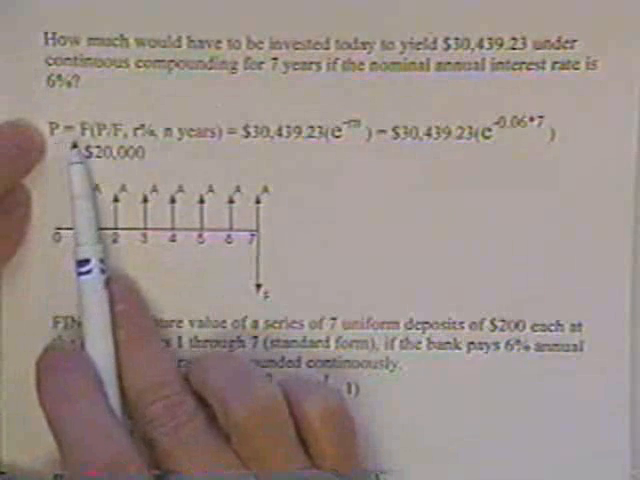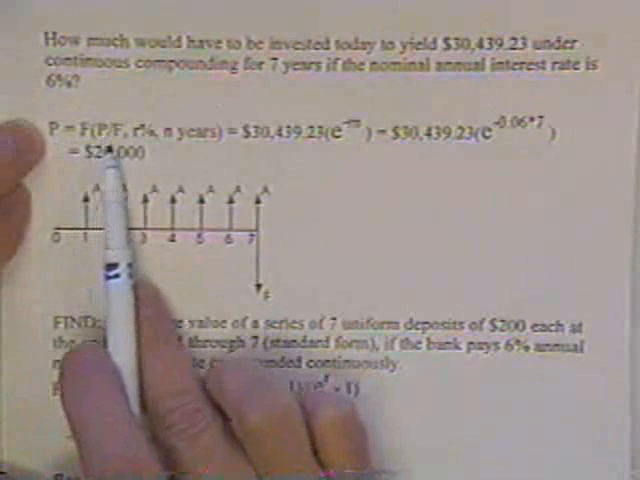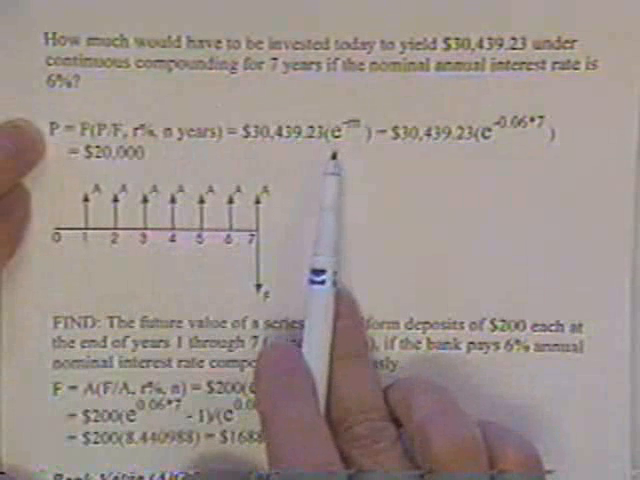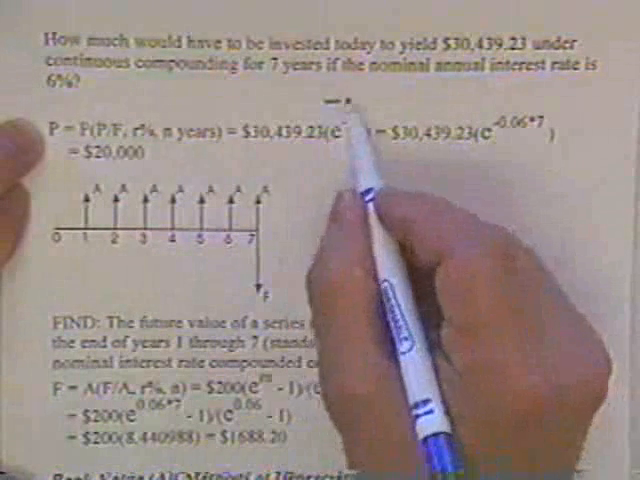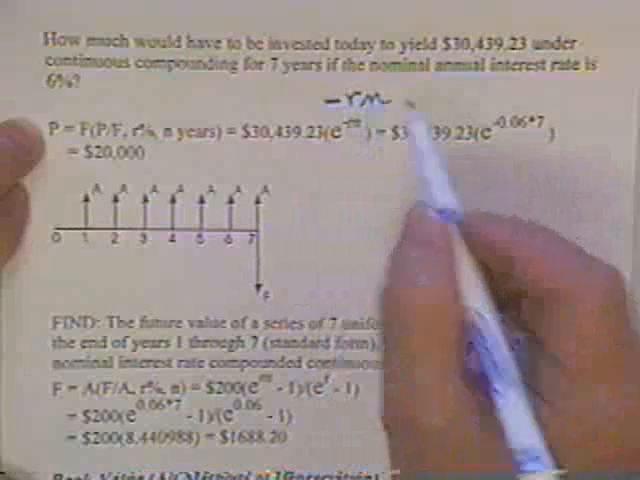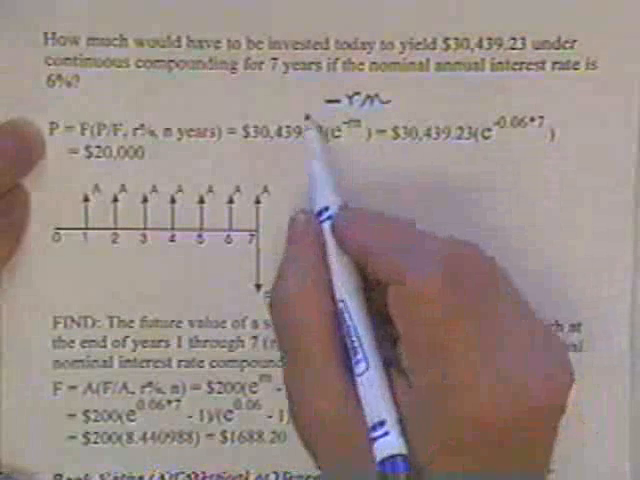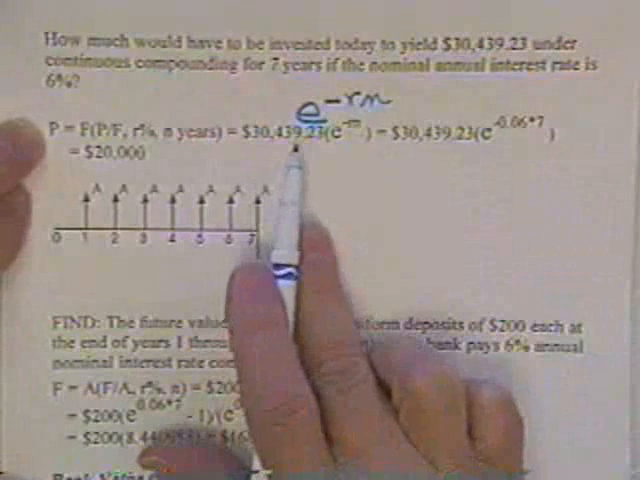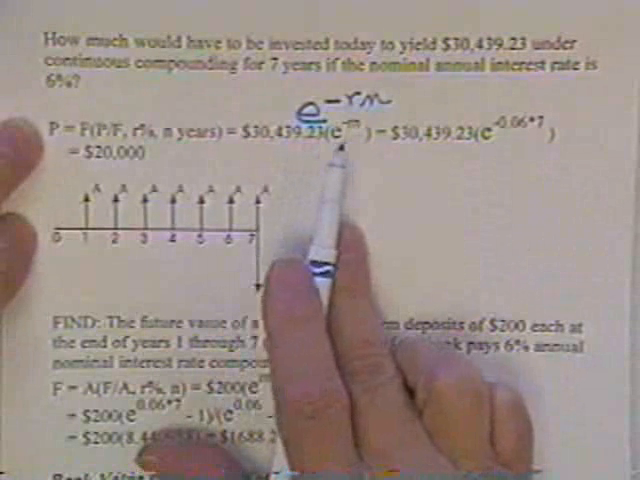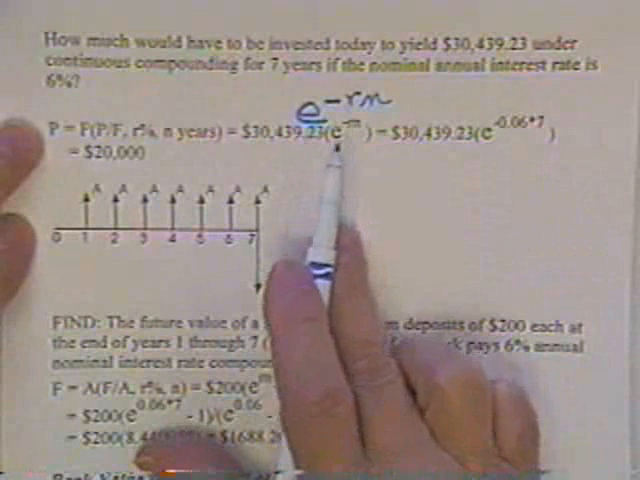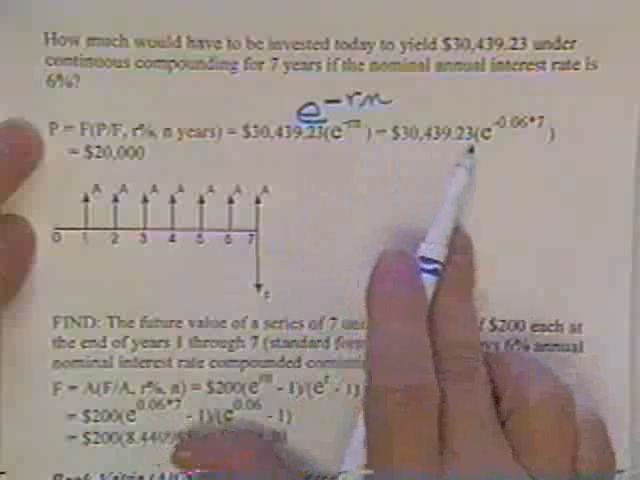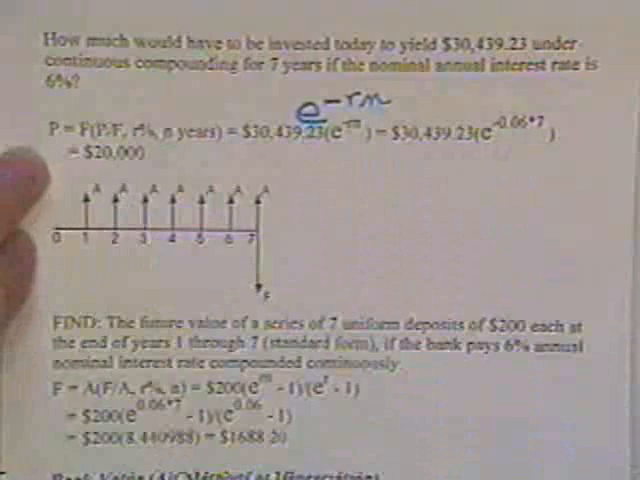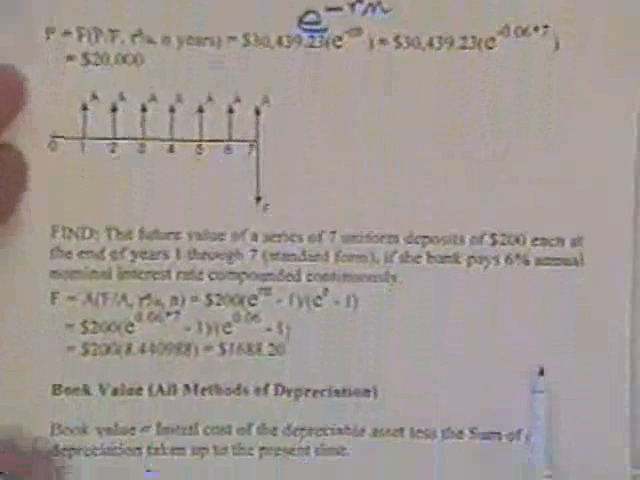The present value is equal to F times P over F, r% in n years. You do it by e to the minus Rn, in case that's a little hard to read. It's $30,439.23 multiplied times e raised to the minus Rn. There's the minus 0.06, there's 7, and it is $20,000, and that's as it ought to be.